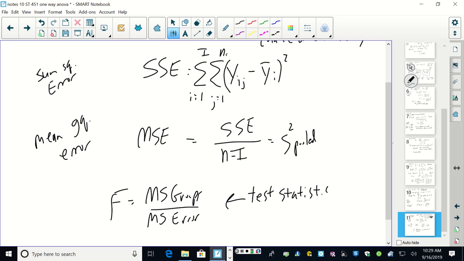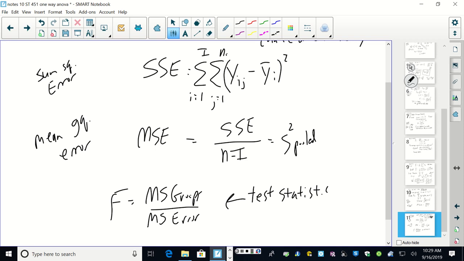On the other hand, if some of the y bars are far apart, then this numerator is going to get big. Because the sum of squares error is computed within groups, it doesn't matter that the groups are different. You can have very different group averages, but if all the points are focused around them, it doesn't blow up the sum of squares error, while very different group averages can make the sum of squares groups go really big. So if it's large, we're going to reject the null hypothesis, but to evaluate the test statistic, we need its sampling distribution, or its null distribution.